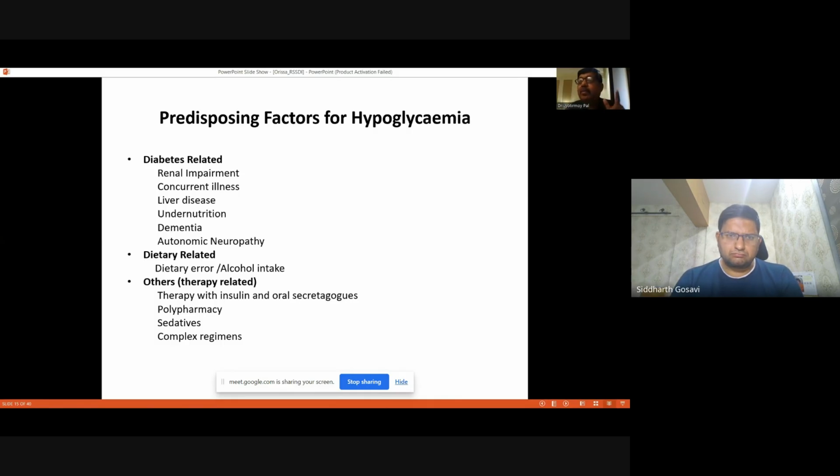And concurrent illness is very important. When the patient is suffering from full-blown sepsis, insulin requirement is very high. But if you do not monitor regularly, when the patient improves from sepsis, insulin requirement decreases. So if you maintain the same dose, the patient will suffer from hypoglycemia. Dietary causes: the patient takes a lot of alcohol, does not take food, or there are errors in the composition of the diet. Others: polypharmacy, which is very important. Some elderly patients often take 20 drugs, and the combination of drugs can reduce or increase the efficacy of the other drugs. Use of sedatives, complex regimens. So these are the drug-related, therapy-related issues of hypoglycemia.